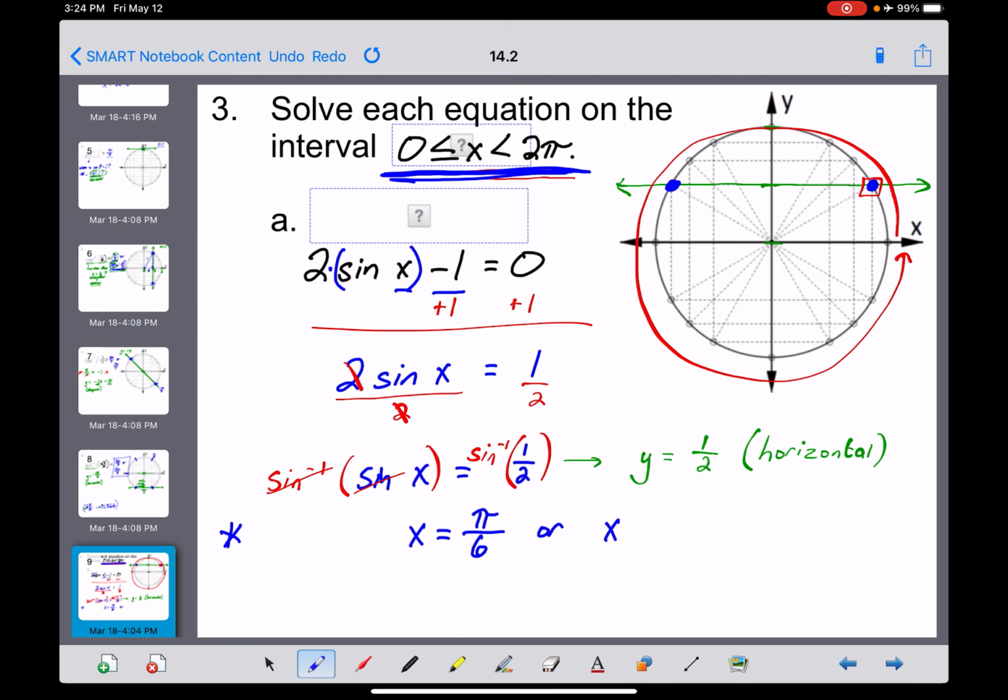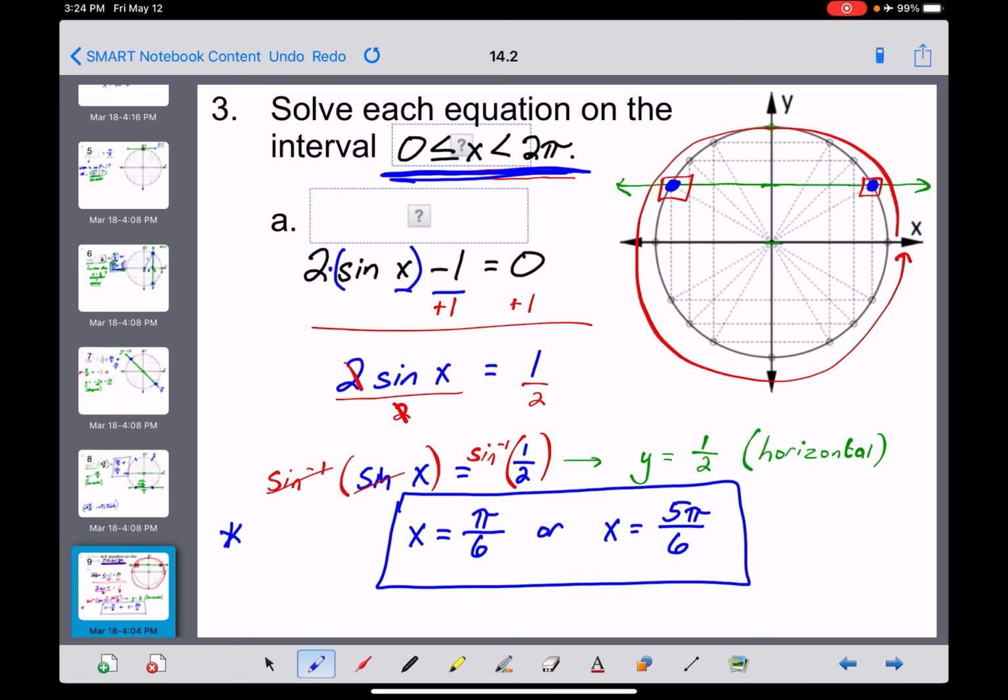A second solution now would be x equals, and now we'd be talking about this angle right here, which is 30 degrees shy of a half circle. That is going to be 5 pi over 6. And those, you guys, are the two solutions here to this particular equation.